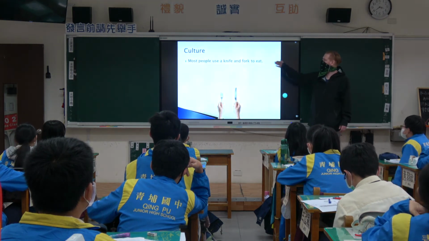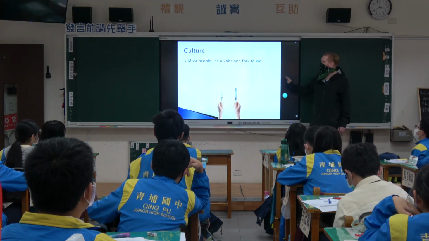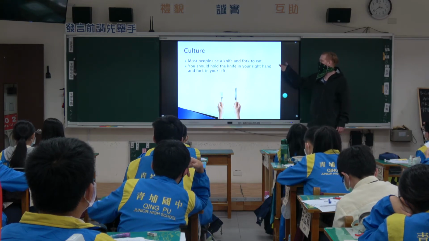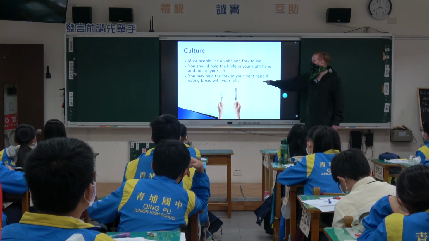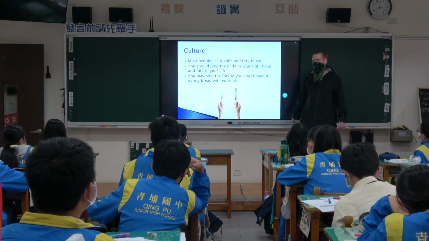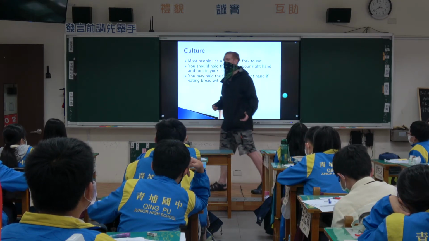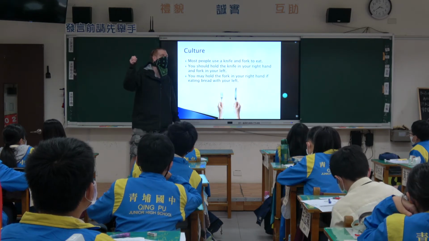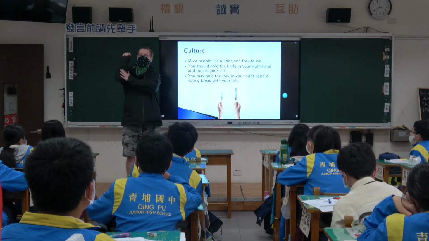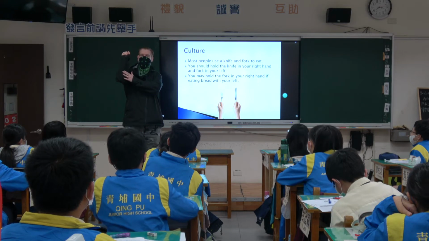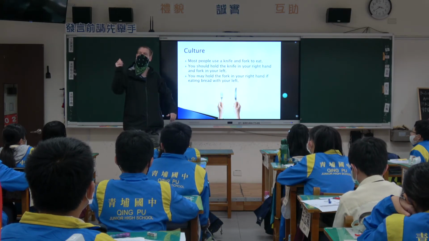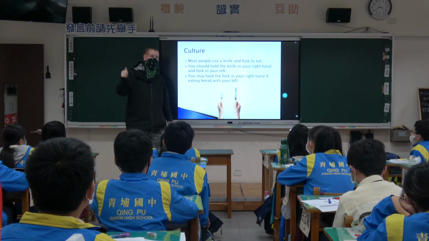Okay, most people use a knife and fork to eat. You should hold the knife in your right hand, fork in your left. You may hold the fork in your right hand if you're eating bread with your left. Your knife is always in your right. Your fork can go in your left hand or your right hand.